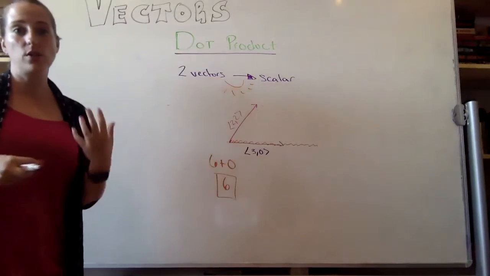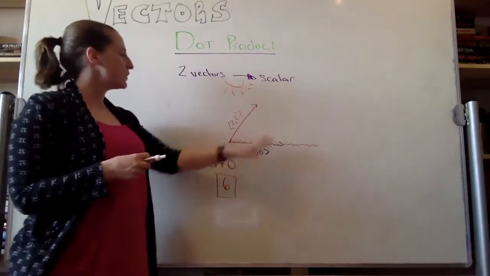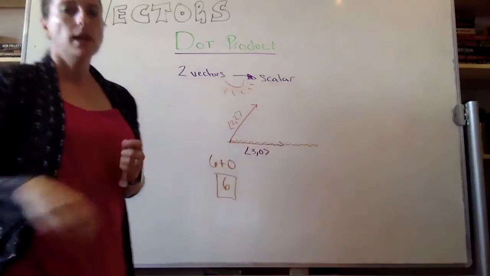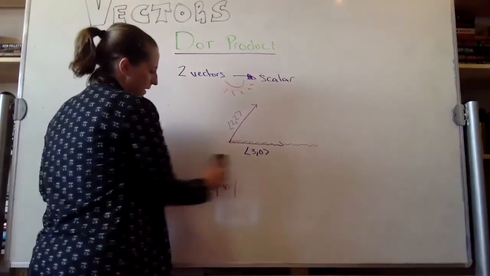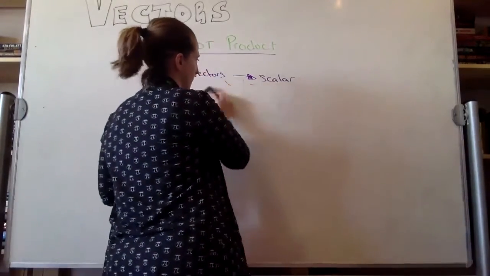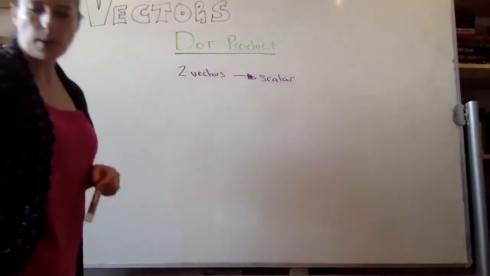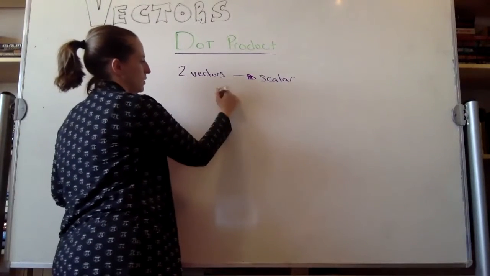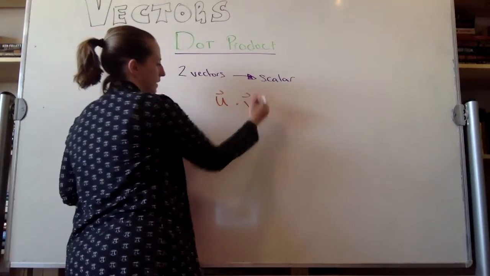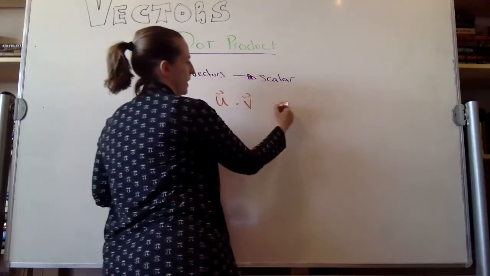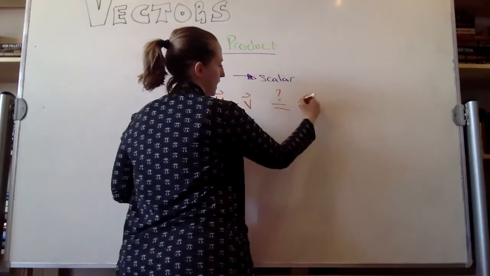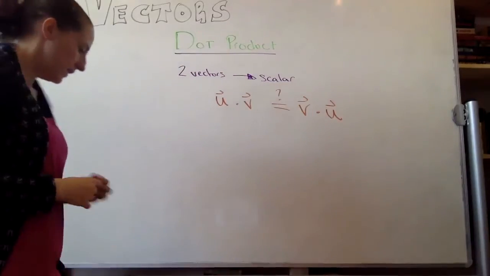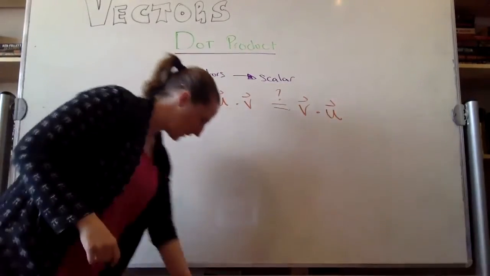Now, we're not really going to use that in our class, but I think it's useful to think about the geometric interpretation of these things. The last thing that I want to think about for the dot product algebraically is, is the dot product commutative? That is, if I have two vectors, we'll call them U and V, is U dotted with V the same thing as V dotted with U? Is this commutative? Well, one easy way to think about this is let's try it.